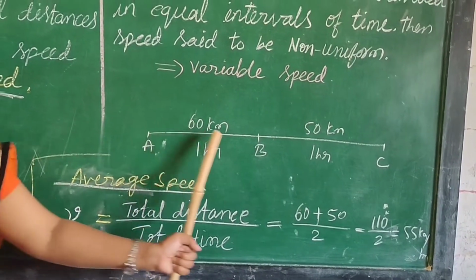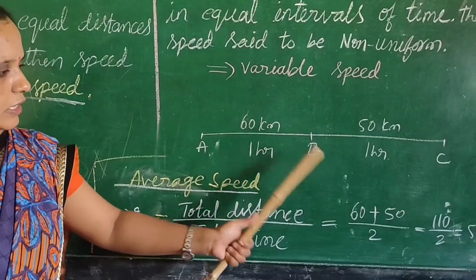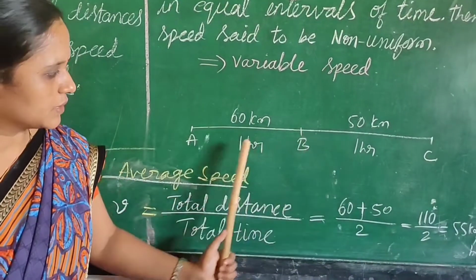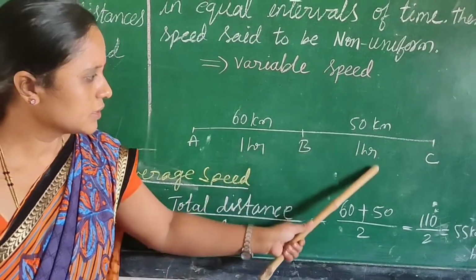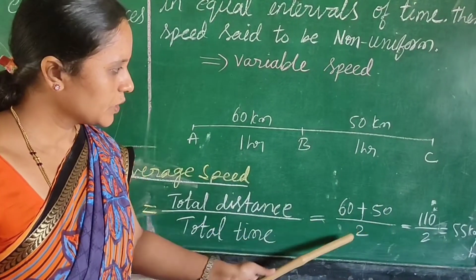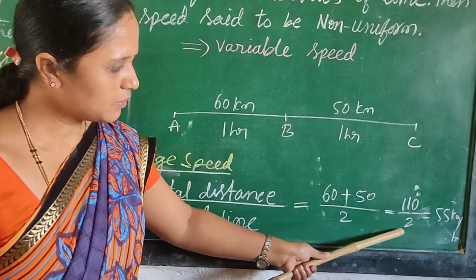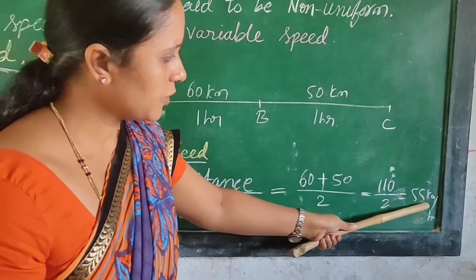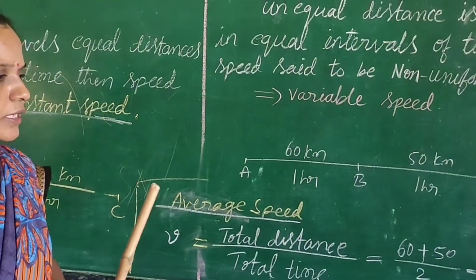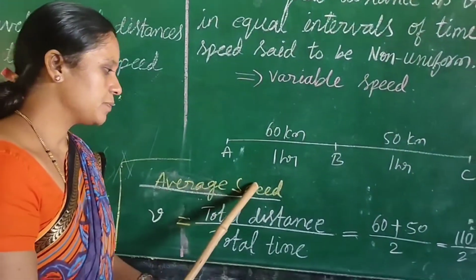Here this is a non-uniform motion. So the total distance is 60 kilometer plus 50 kilometer, divided by 2 hours. This is the first 1 hour and the second hour, so 2 hours. Total distance is 60 plus 50, total time is 2 hours. So 60 plus 50 is 110, divided by 2, that is 55 kilometer per hour. Students, in any non-uniform motion we can calculate the average speed.